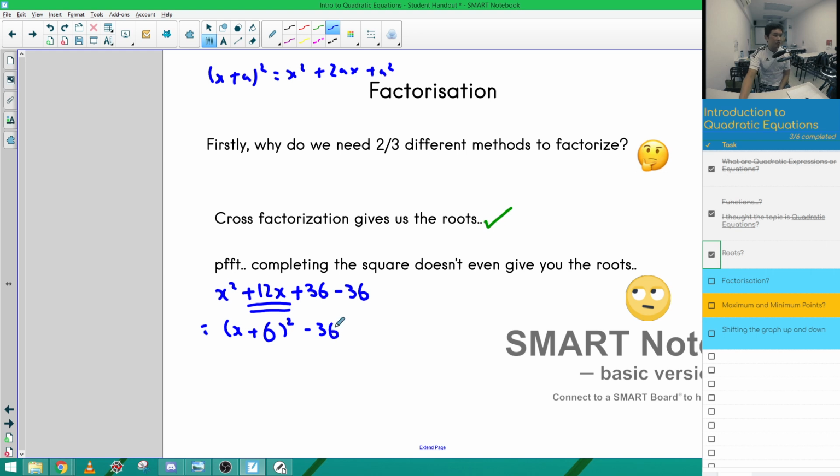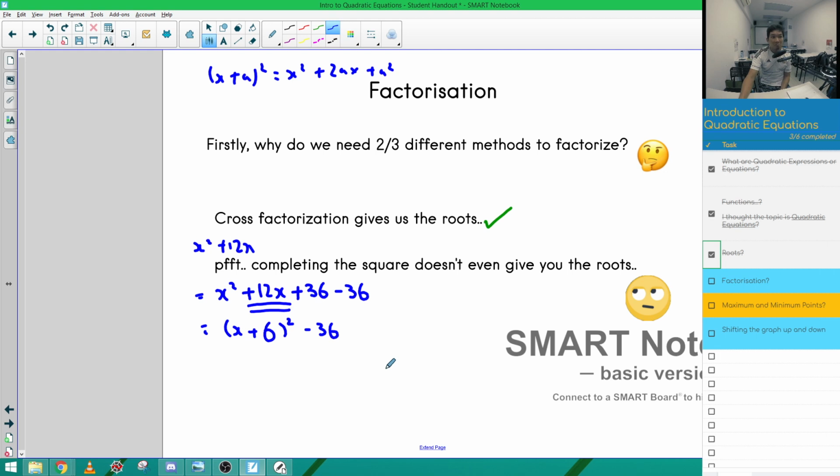If you're not familiar with these steps, if I'm going too fast, you might want to revise your completing the square. It is rather important in this topic. We're going to use it a lot, so please go and revise. Over here, I've completed the square. Let me just write the original question: x squared plus 12x is equal to this.